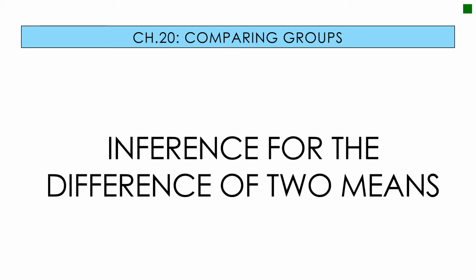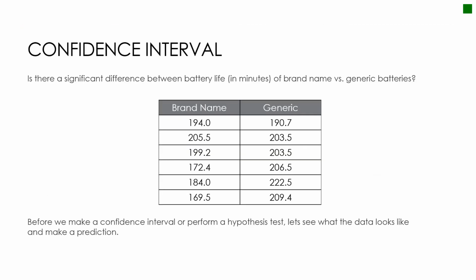Now that we have looked at a confidence interval and a hypothesis test for the difference of two proportions, let's do the same for the difference of two means. So we want to look at two samples of data, and they're very small samples, but we're looking at the lifespan of batteries in minutes for brand name batteries and generic batteries.